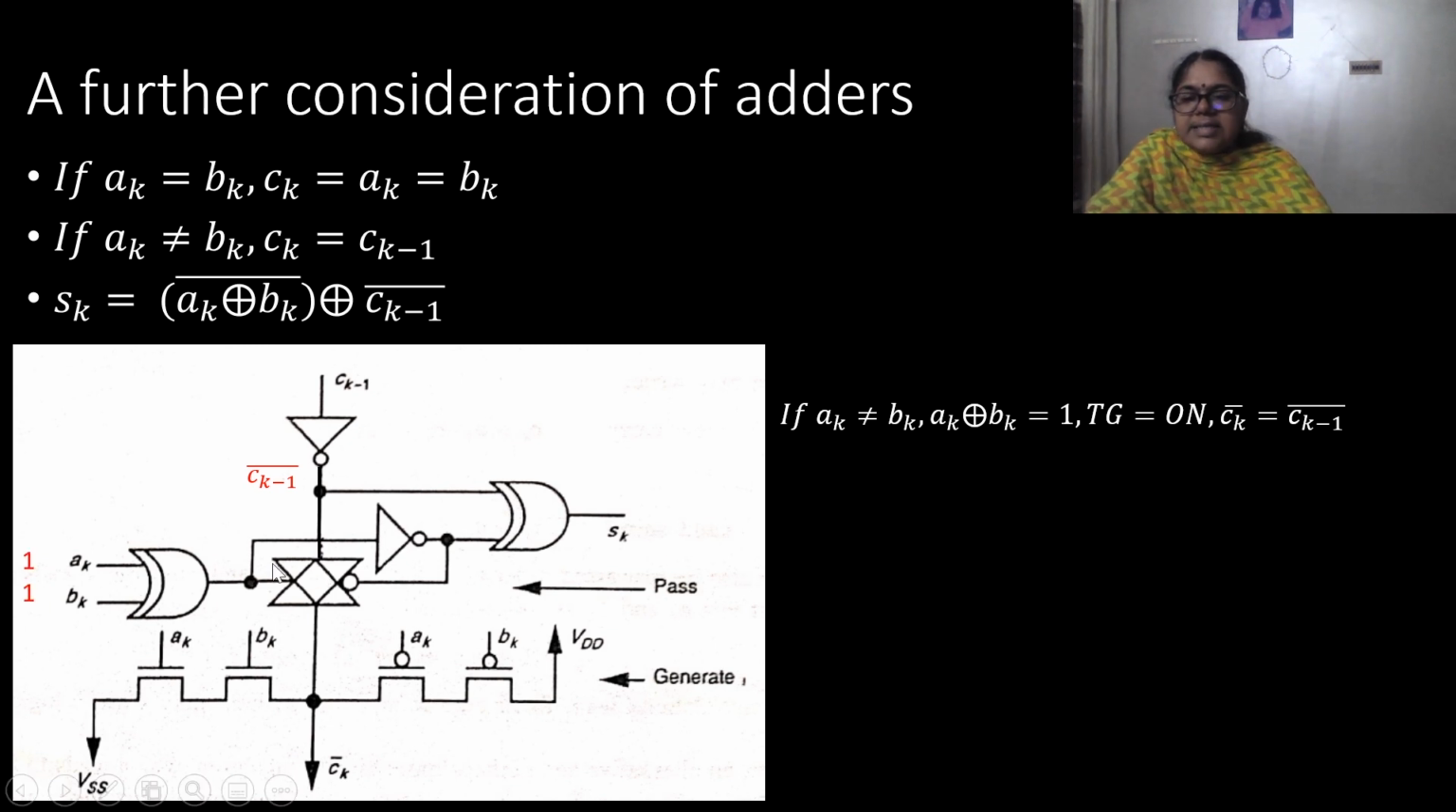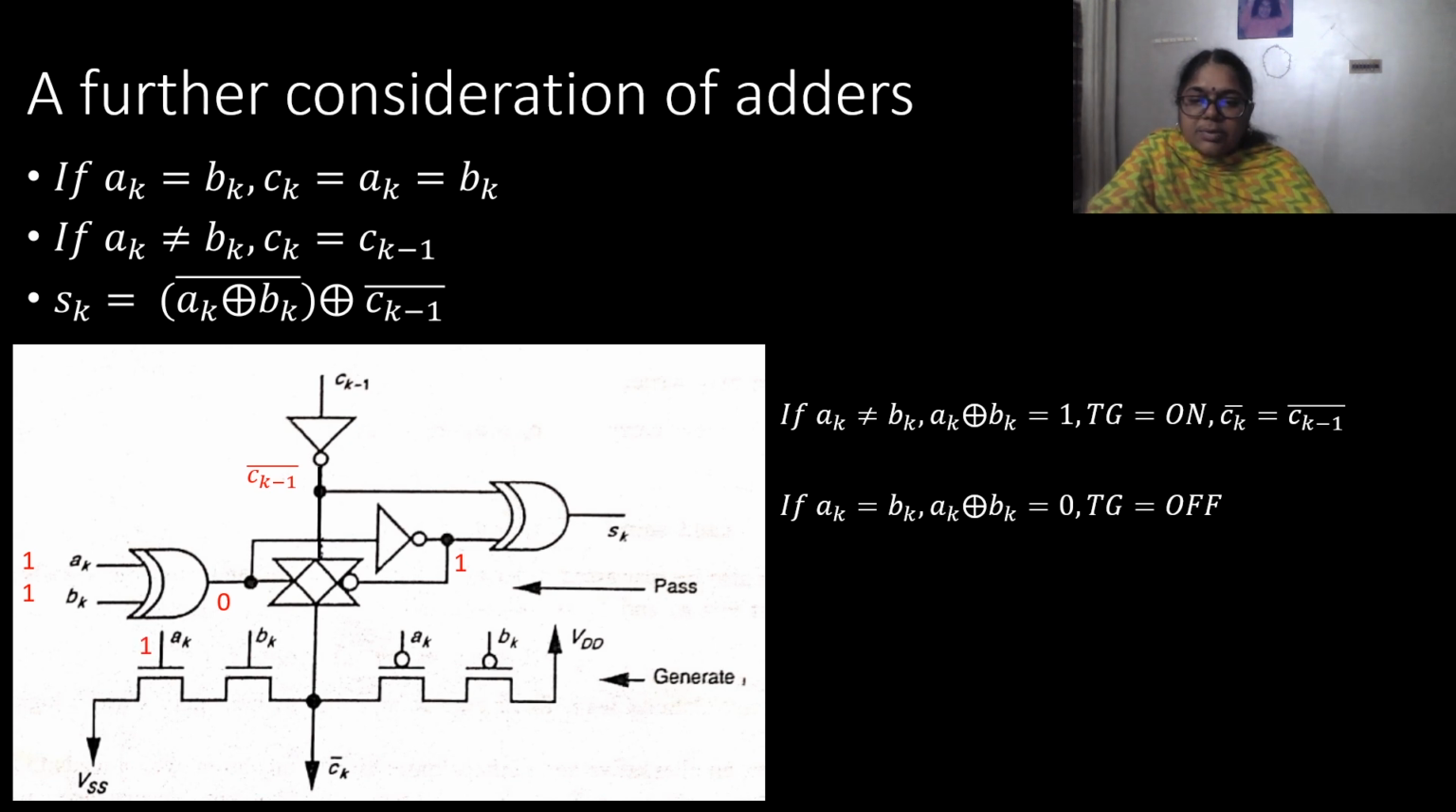Now, if A is equal to B equal to 1, then in that particular case, the output of the XOR gate is 0 and the output of the NOT gate is 1. Thus, when 0 is given to the gate of the NMOS transistor and 1 is given to the gate of the PMOS transistor, the transmission gate is off. So, when the transmission gate is off, CK-1 bar will not be able to pass through the transmission gate.